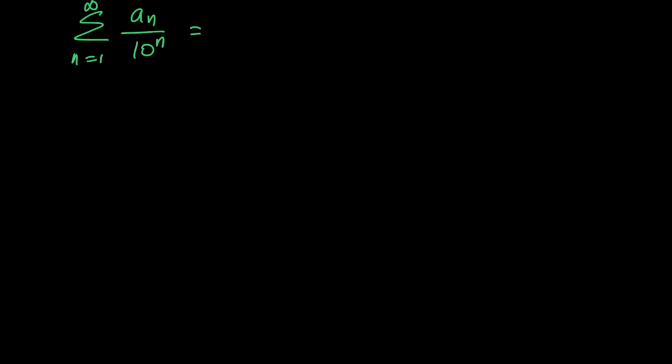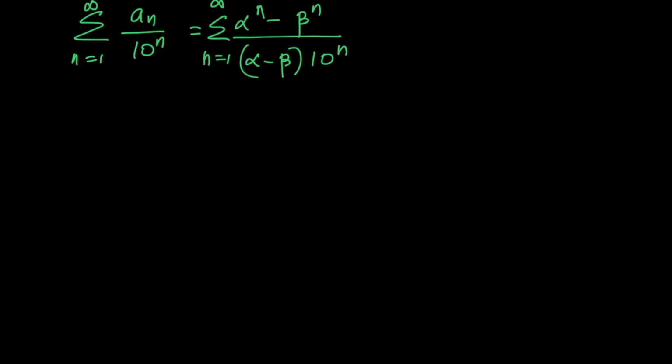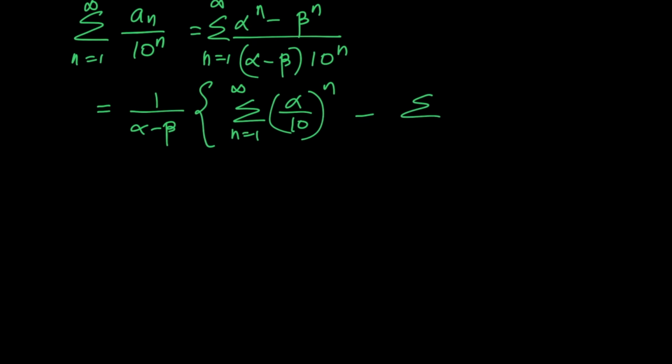So this An is nothing but alpha power n minus beta power n by alpha minus beta, into 10 power n, sigma n equals 1 to infinity. So you take 1 by alpha minus beta out, we have sigma n equals 1 to infinity alpha by 10 whole power n minus sigma n equals 1 to infinity beta by 10 whole power n. Now both alpha by 10 and beta by 10 are proper fractions, so you can apply the formula for the sum to infinite terms of a GP.